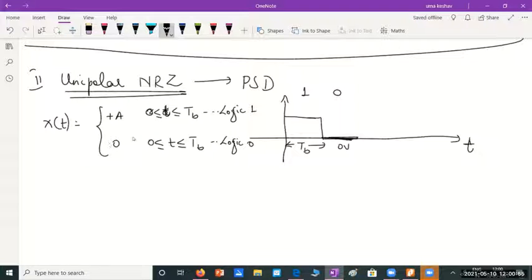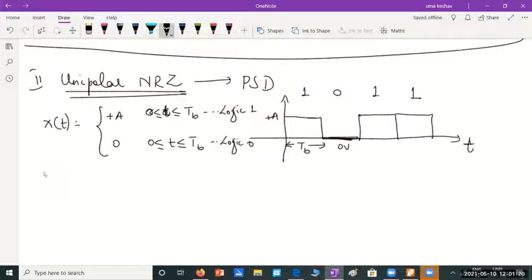So please understand, unipolar means it has one polarity. Whenever I have a 1, I'll represent it with positive voltage plus A. Whenever I have a 0, I'll represent it as 0 volts. So every time you have a 1, you should represent it with plus A volts. This is the representation and the equation.